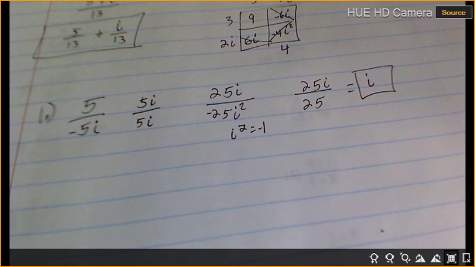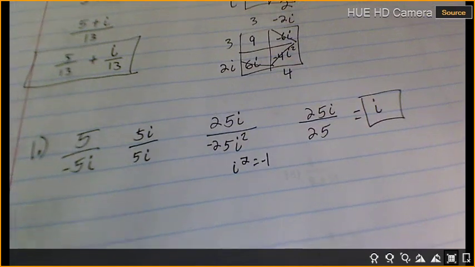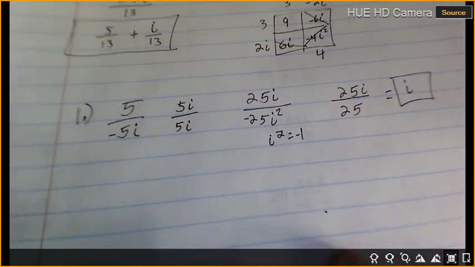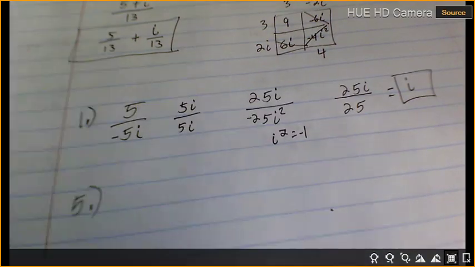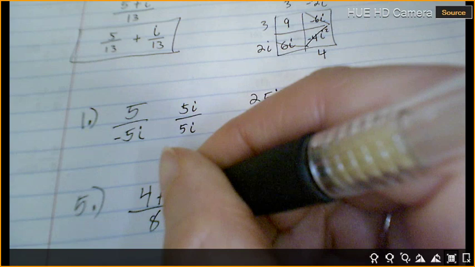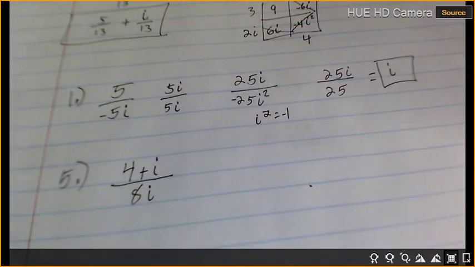Do you want to do another one like that? What about, let's do number 5. Okay. So number 5, the more problems I do, the less you have to do for homework, right? So we're going to go 4 plus i over 8i. Okay, so here's my question. The first thing we need to worry about.